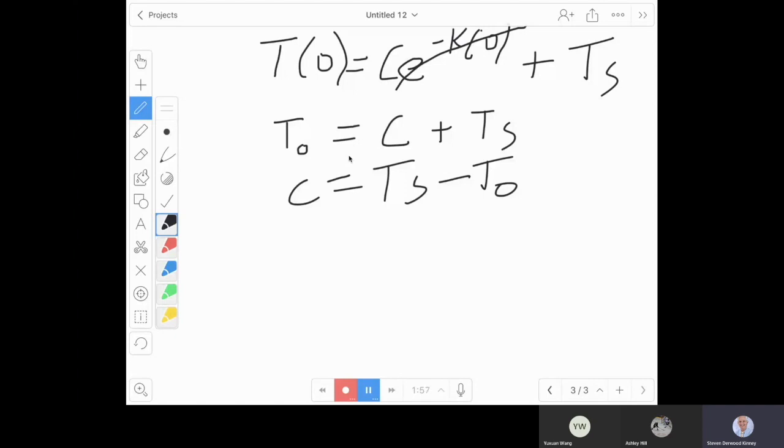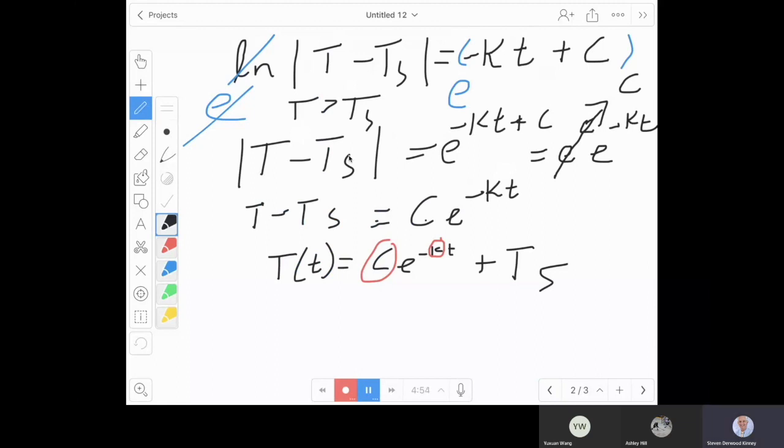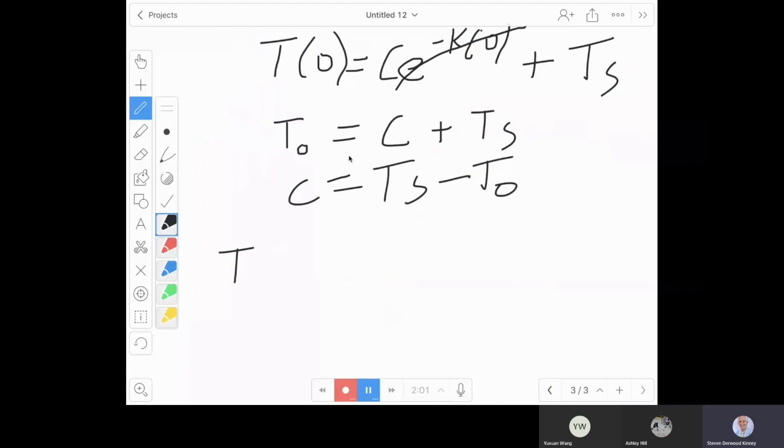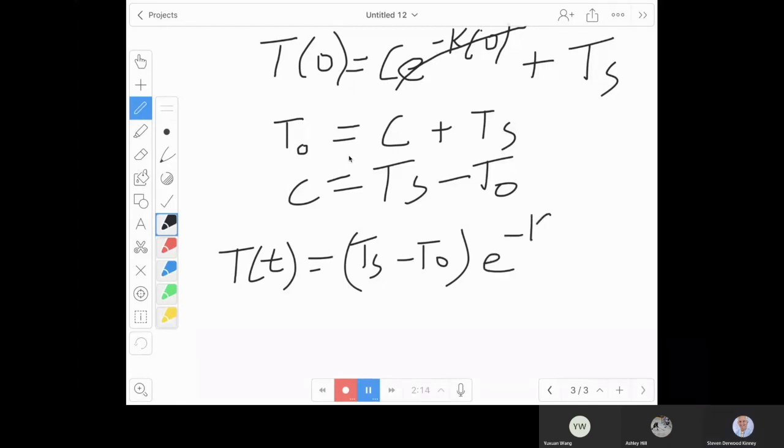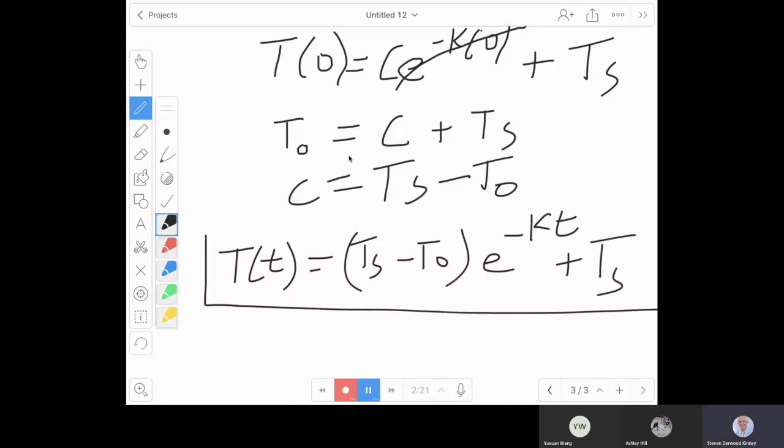All right, so now I have to go back to the original equation. Somewhere around here. Oh, yeah, I'm right there. All I have to do is substitute for C now, and I have my equation. So our real equation for Newton's law of cooling is this: C is T sub S minus T naught, in brackets, e to the minus kt, plus T sub S. You can hold your applause. All right, so there it is. That's Newton's law of cooling.